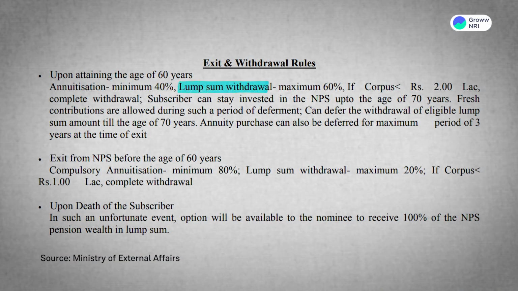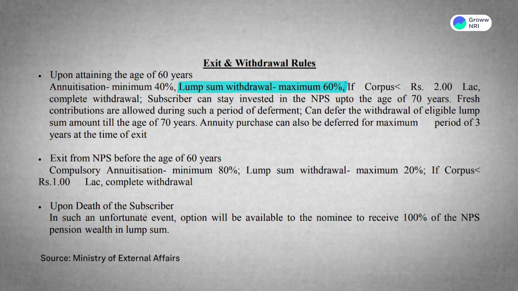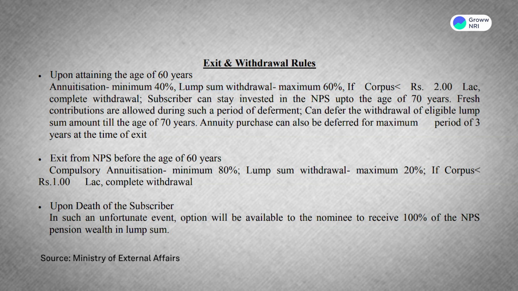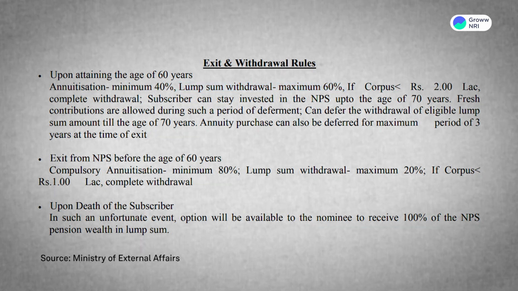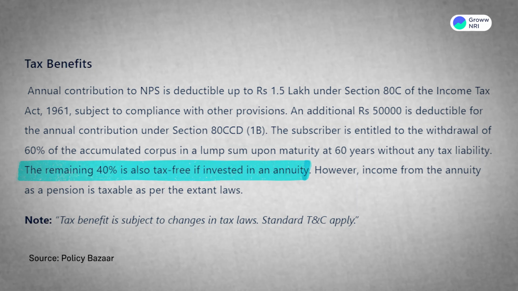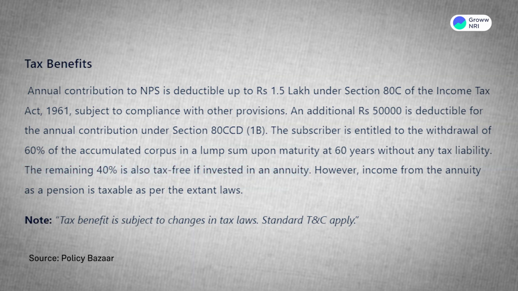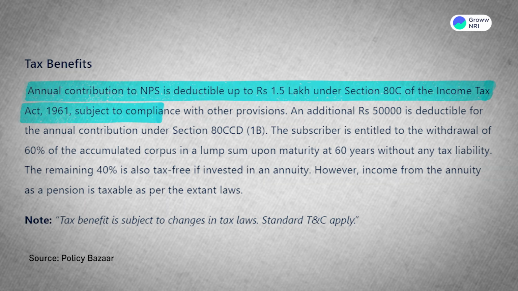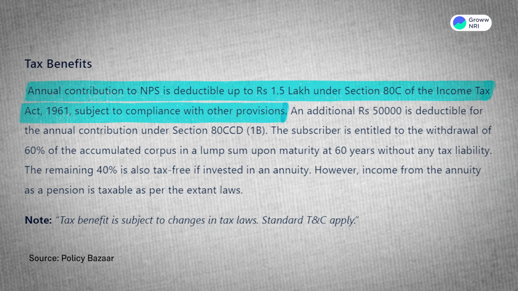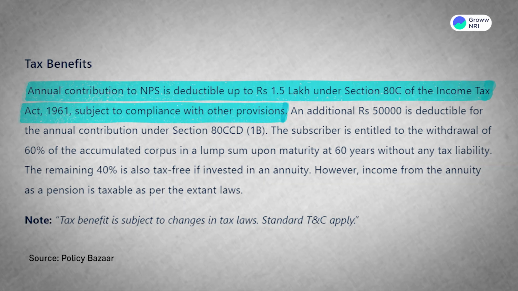The 60% lump sum you withdraw will not have any tax liability, which means you have to pay no tax for that amount. However, the 40% annuitized payout will be taxable. Another benefit you receive by contributing to the NPS is that the annual contribution is deductible up to 1.5 lakh rupees under Section 80C of the Income Tax Act 1961. Furthermore, an additional 50,000 rupees is deductible under Section 80CCD 1B.